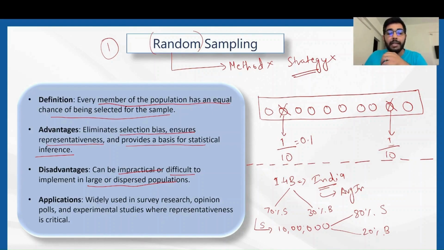Applications of random sampling are that it is widely used in survey research, opinion polls, and experimentation studies where representativeness is critical. By representativeness, I mean every sample has an equal chance of getting selected.